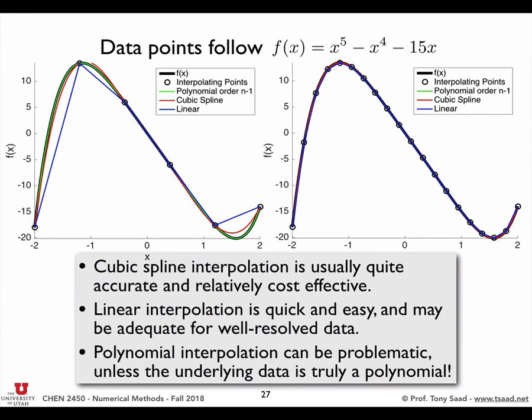So bottom line, cubic splines are usually quite accurate and cost effective. Linear is quick and easy, especially when you have a lot of data points. I'd always try linear. Polynomials, you have to be very careful. I would leave polynomial interpolation to the end. So why did we learn about it? Because it is interesting. It teaches us how to do spline interpolation, shows you how linear systems show up, and it still can be used in many cases. If the data is truly polynomial, then you can get a polynomial interpolant and call it quits.